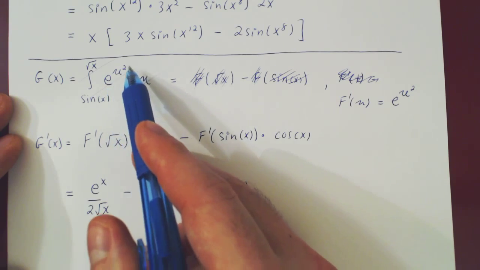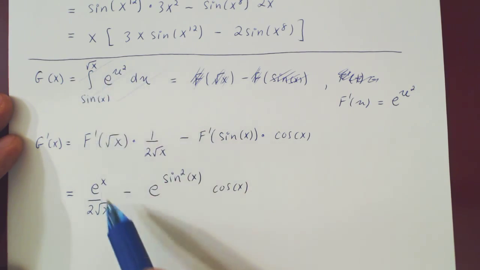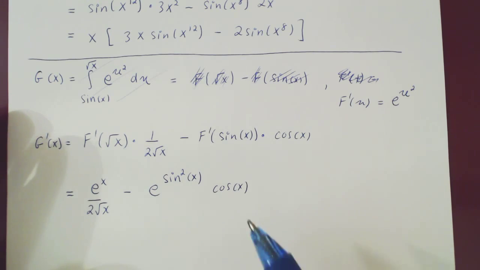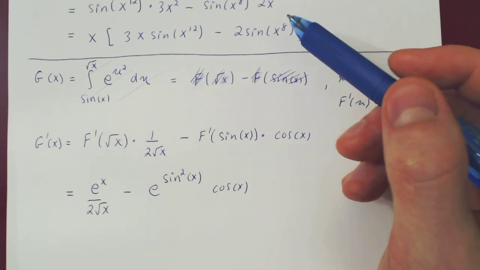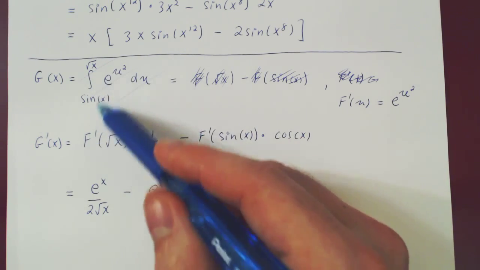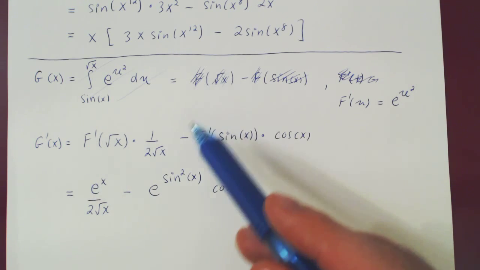So the derivative of this, again, rather strange looking integral, being a function of x, is e to the x over 2 root of x minus e to the sine squared of x times cos of x. So there you have it. An application of how we can differentiate these bizarre looking functions of x using the fundamental theorem of calculus and of course the chain rule.